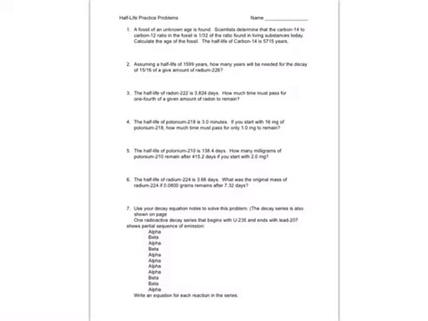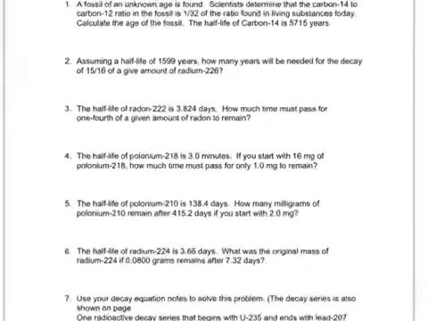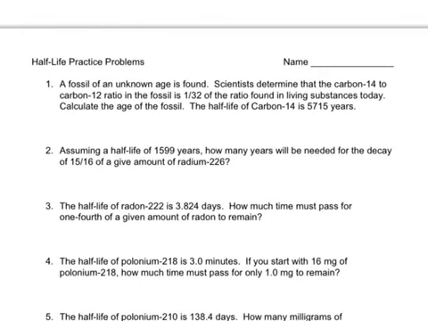So number one. On number one, it says a fossil of an unknown age is found. Scientists determined that the carbon-14 ratio to carbon-12 ratio in the fossil is 1/32 of the ratio found in living substances today. And we need to find the age of the fossil. All right, that's going to be important as well.